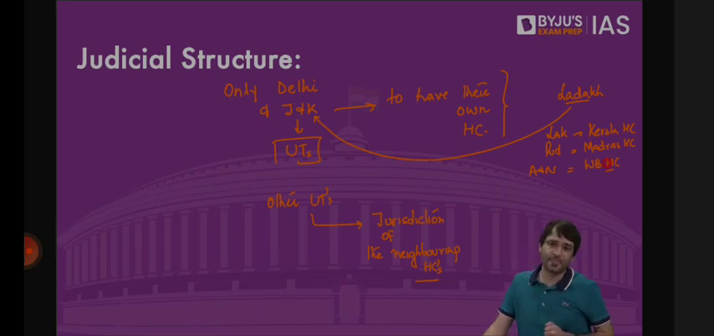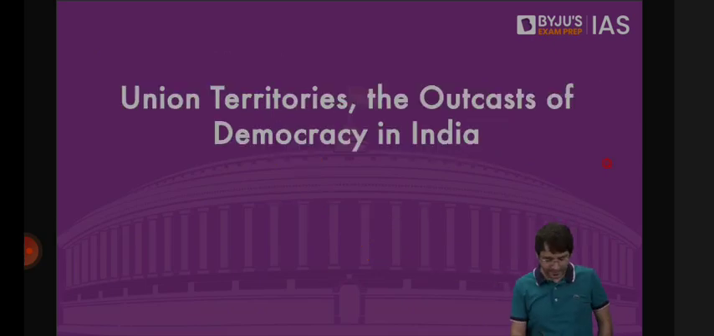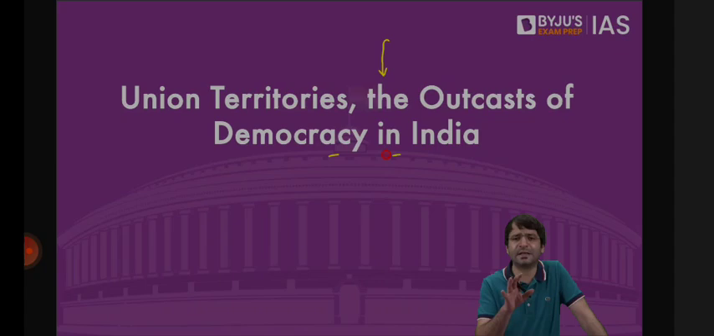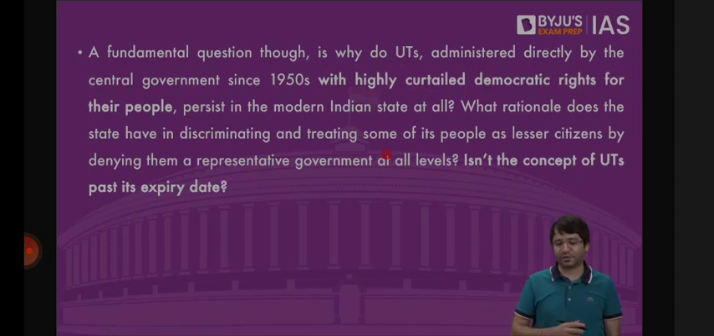Now comes the fundamental question. These union territories, which is relevant for the main examination, can we say that these are the outcasts of democracy in India? Outcasts in the sense these are not required. And it is high time that we either abolish them or merge them with the neighboring states. Why? Let's look at the reason. A fundamental question is, why do union territories, and there are some students who ask this question, why do these union territories, which are directly administered by the central government since 1950s, have highly curtailed democratic rights for their people?